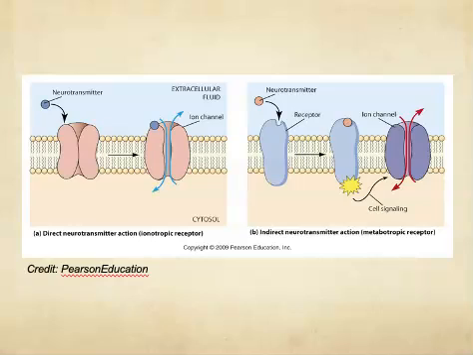So there are two classes of neurotransmitter receptor. There are ionotropic, direct acting, and metabotropic, indirect acting.